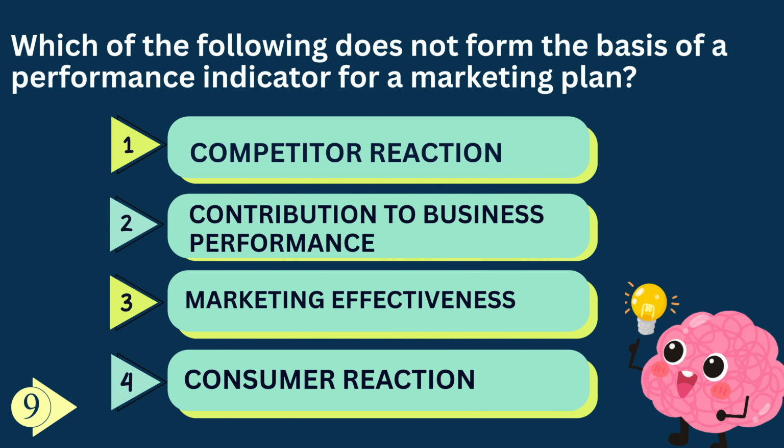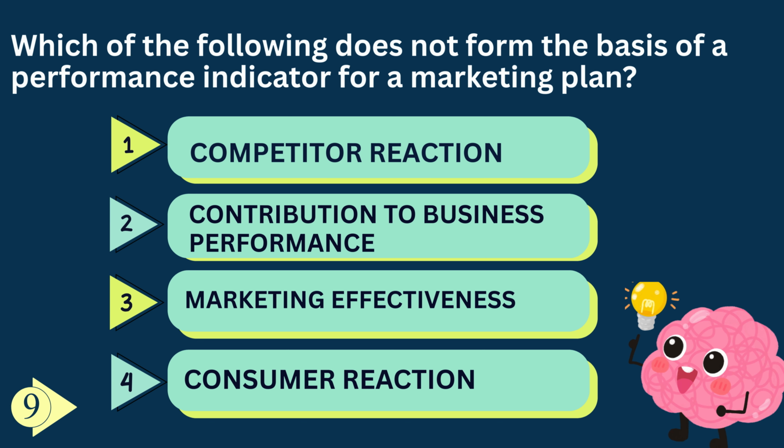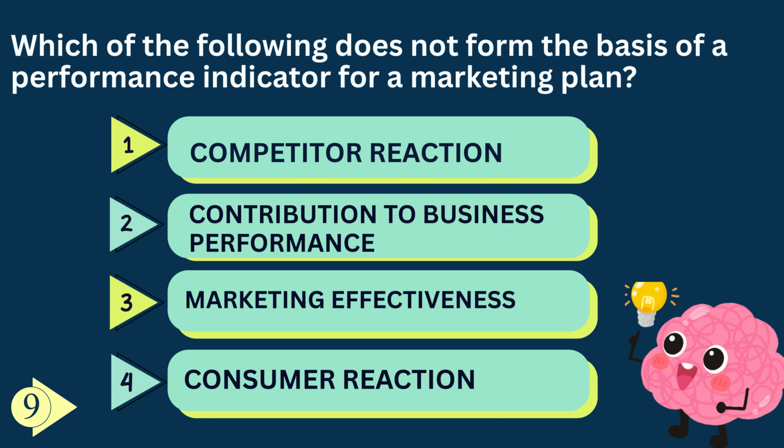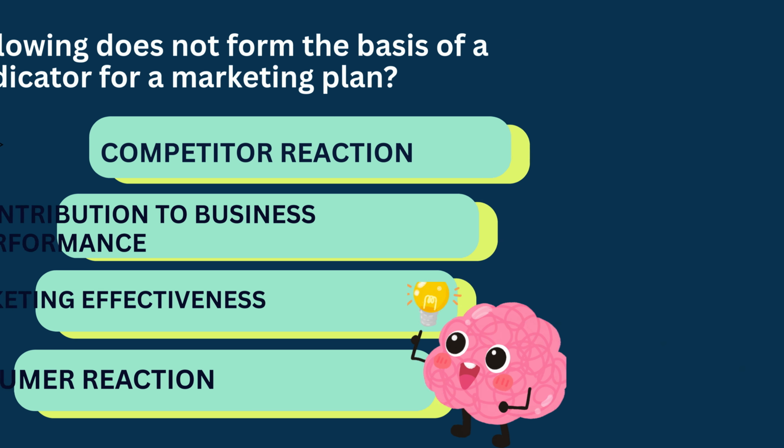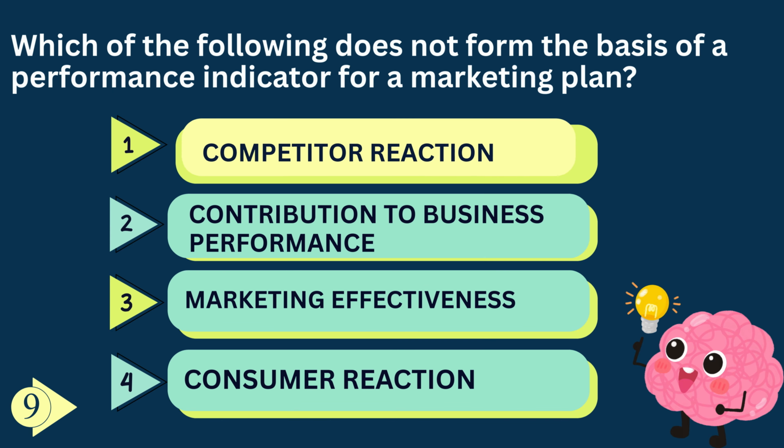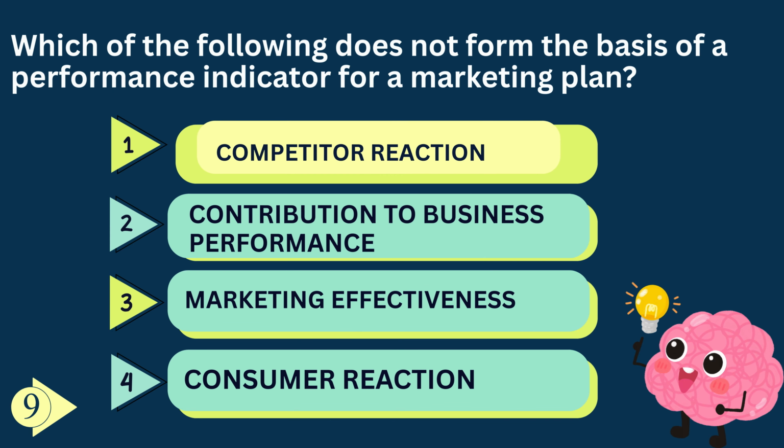Which of the following does not form the basis of a performance indicator for a marketing plan? Option 1 competitor reaction, option 2 contribution to business performance, option 3 marketing effectiveness, and option 4 consumer reaction. And the correct answer is option 1 competitor reaction.